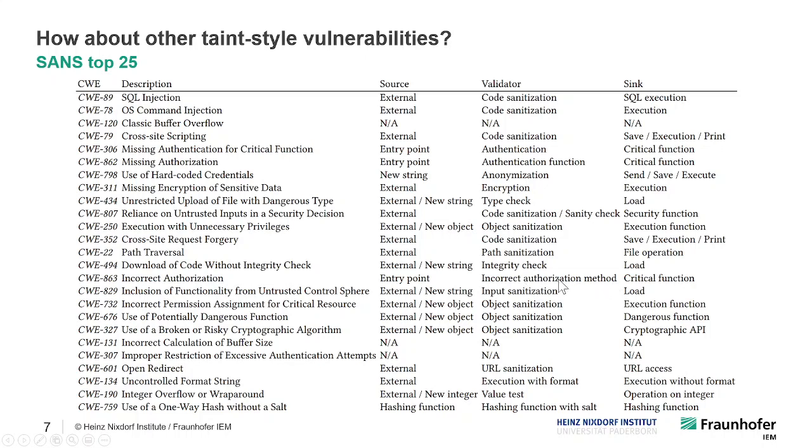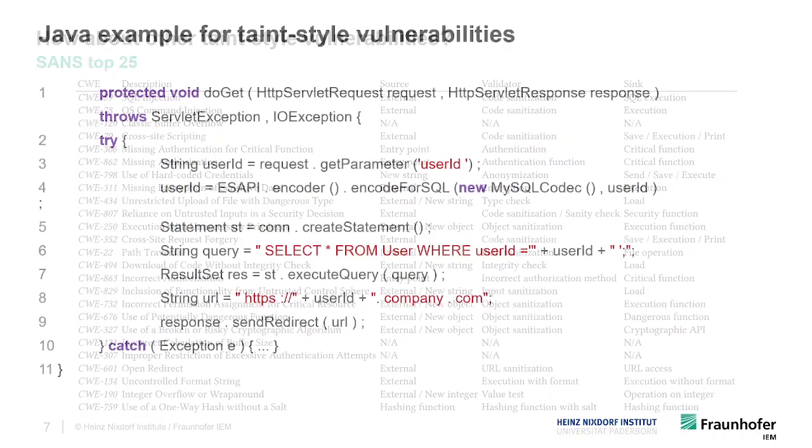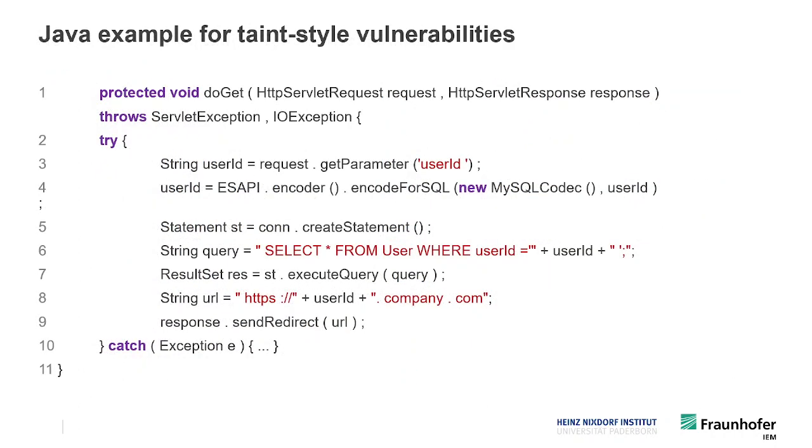So this list gives us an overview of many popular vulnerabilities, and we have classified them, as you see, by the types of sources, validators, and sinks that can be used for each of these vulnerabilities. On the next slide, we are going to see a more concrete example. So we are going to see this code now, and we will discuss some examples of vulnerabilities here.